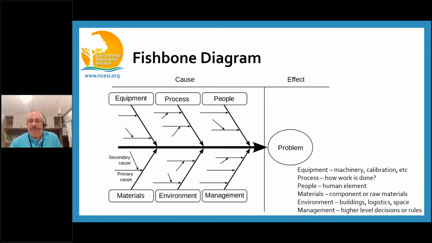As you can see, the equipment includes machinery and calibrations; process, how the work is done; people, the human element involved; materials, the components or raw materials involved; environment, your buildings, logistics, the space that's being used; and management, which we just mentioned in one of the whys, higher level decisions or rules, and how those are being accepted. So we'll keep this in mind, and I'm going to go ahead a couple of slides, but then I'm going to come back to this diagram to help us out.